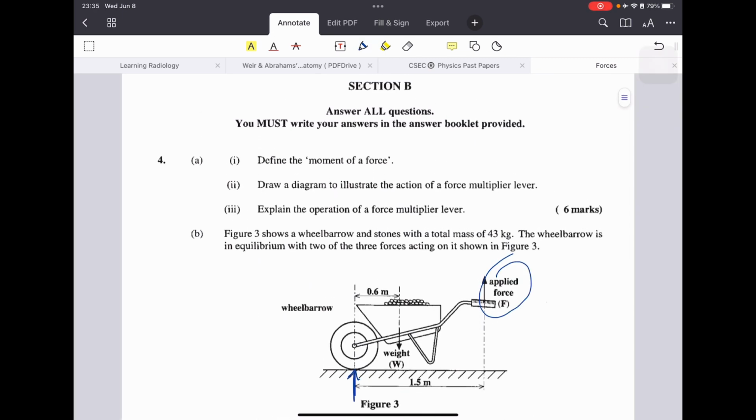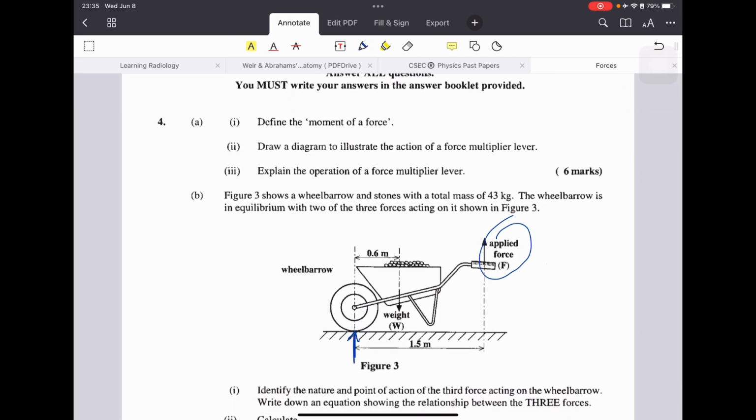Okay, in this last section, we'll be defining moments. So the moment of a force is the product of the force by the perpendicular distance to the pivot, right? You could find this definition anywhere. And the second part is to draw a diagram to illustrate the action of a force multiplier lever. So levers could be either force multipliers or distance multipliers. Force multipliers being something like a crowbar.